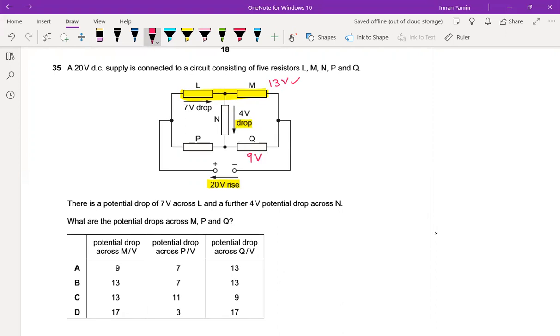And as the total voltage is 20 volt, it is shared between them. So out of this 20 volt, 9 volt is across Q, so the remaining 11 volt is across P. So the answer is C, in which the M potential is 13, the P potential is 11, and the Q potential is 9. So the right answer is C.